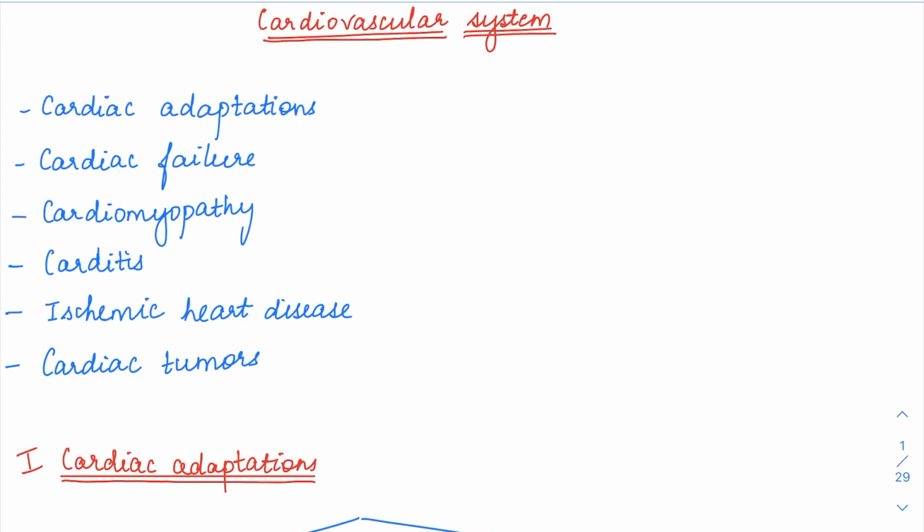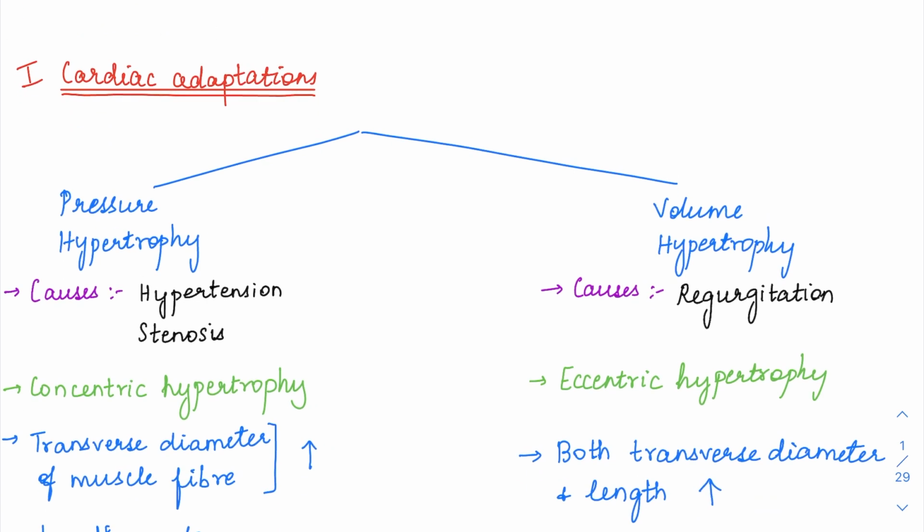So now we'll be seeing about the cardiovascular system. Under the cardiovascular system, we'll be discussing it under the following headings, starting from cardiac adaptations, cardiac failures, the various types of cardiomyopathy, carditis, and ischemic heart disease and cardiac tumors. So now we'll start with cardiac adaptations.